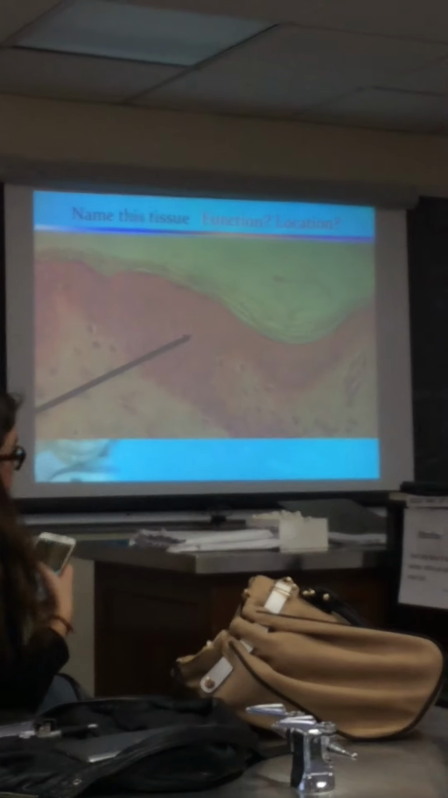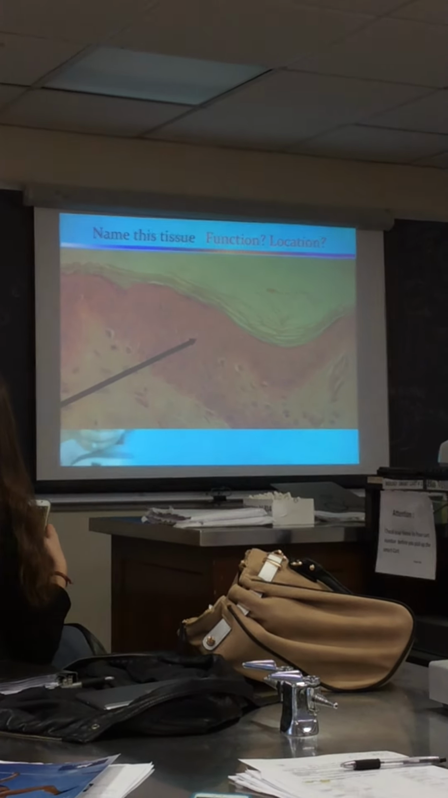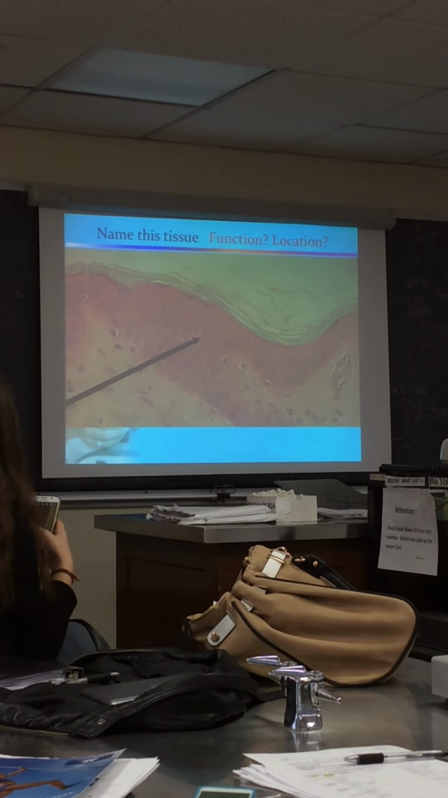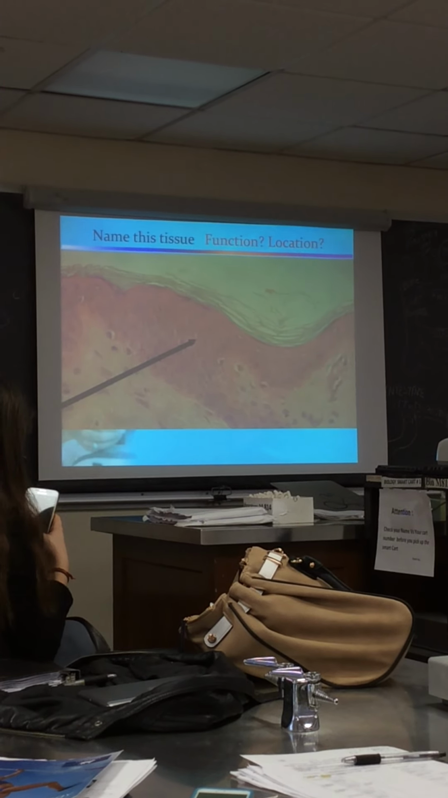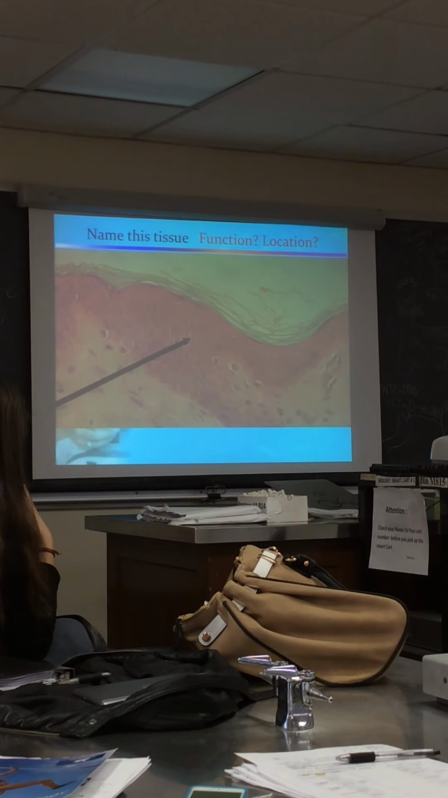What would that tissue be called? And where? Non-keratinized specimen. Location? Mouth, esophagus, anus, the moist surfaces of the body, basically. Okay, any questions? We have detail.